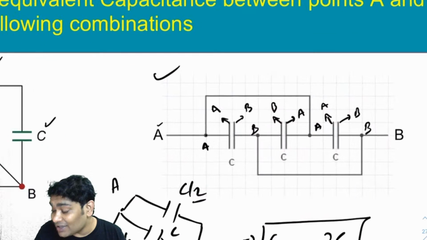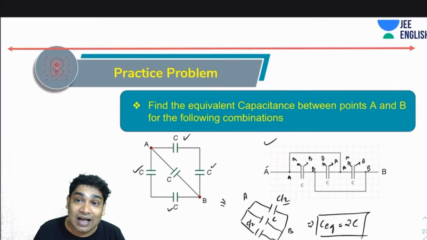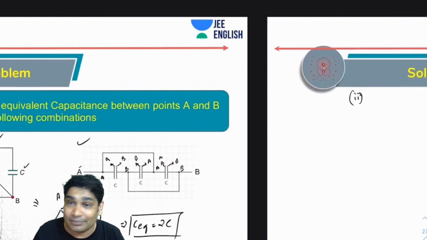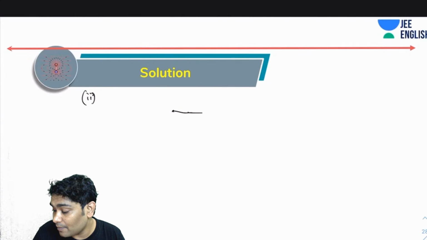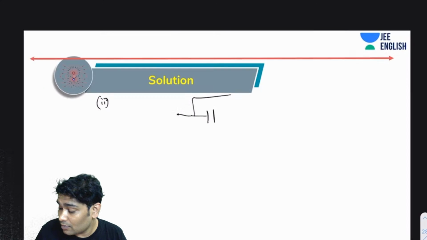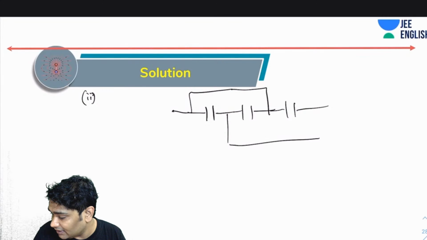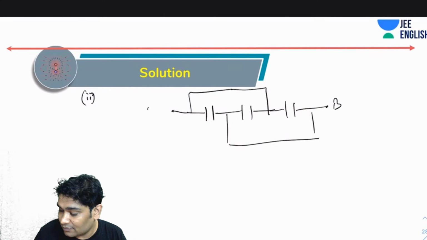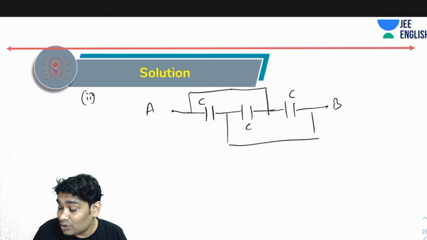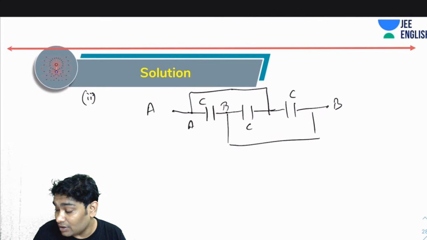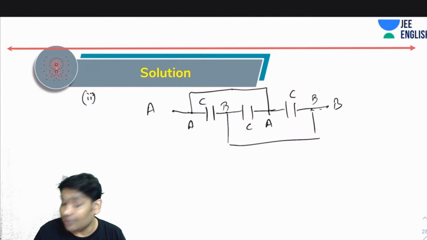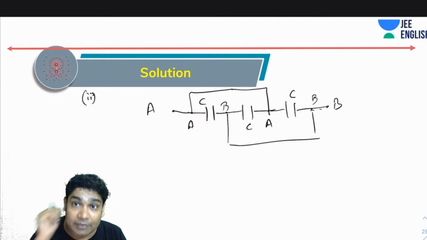So if I mark the potentials and look carefully, then I will realize all the plates are connected between A and B only. So this gets connected here, and this gets connected here. Since I found that this was B, this was A, and of course this is B, all my capacitors are connected between A and B only.